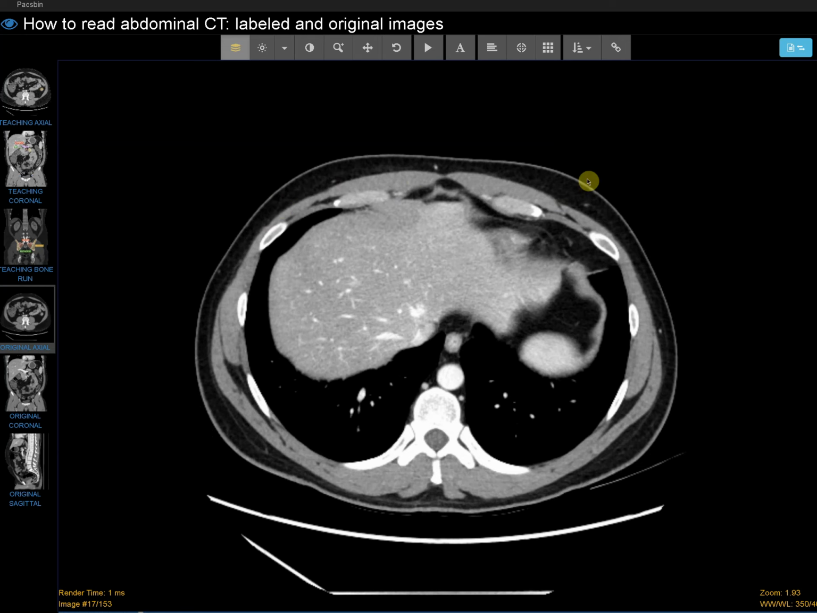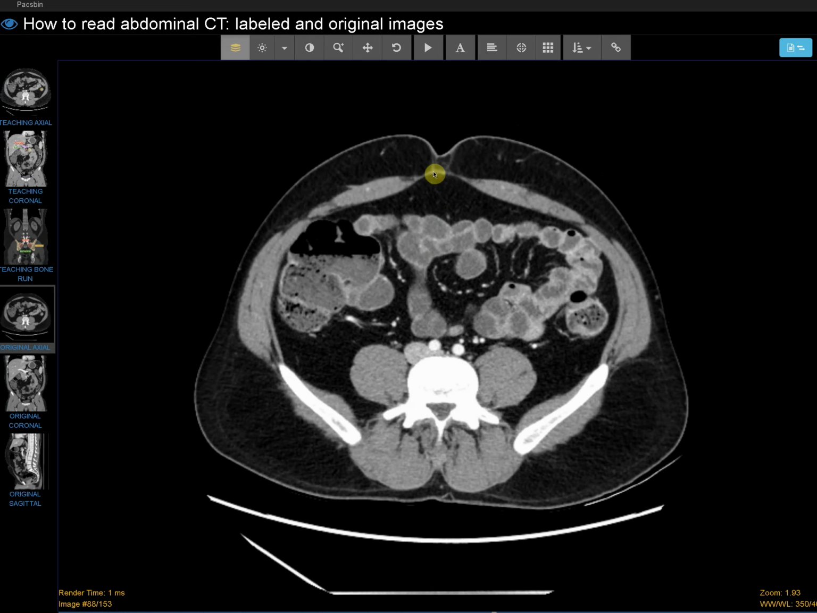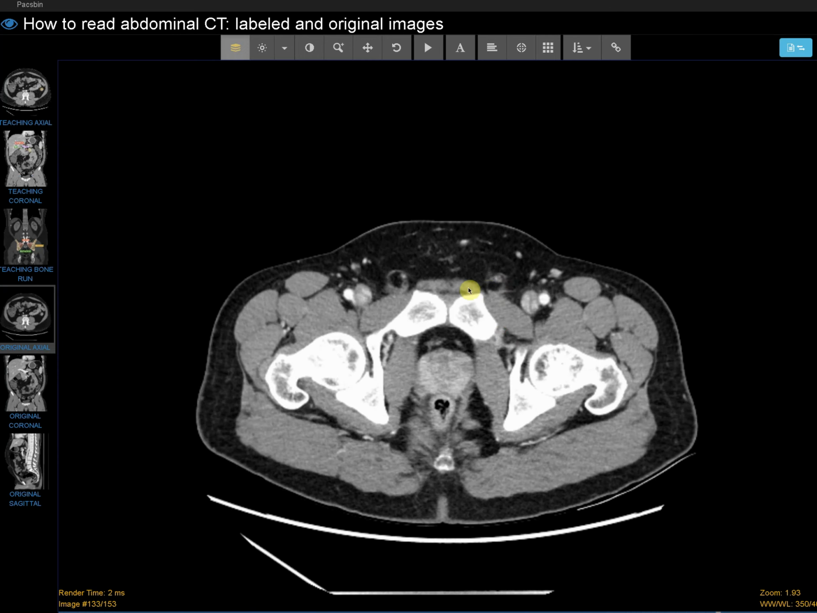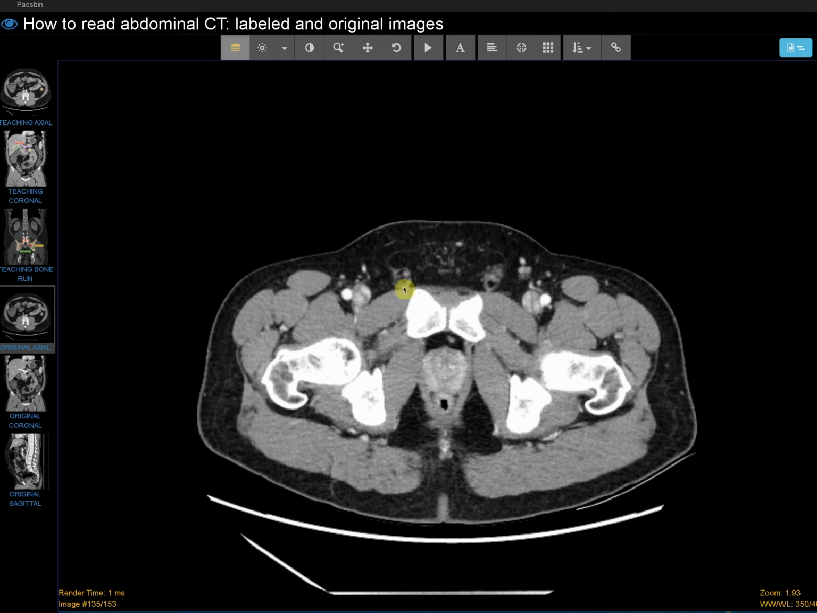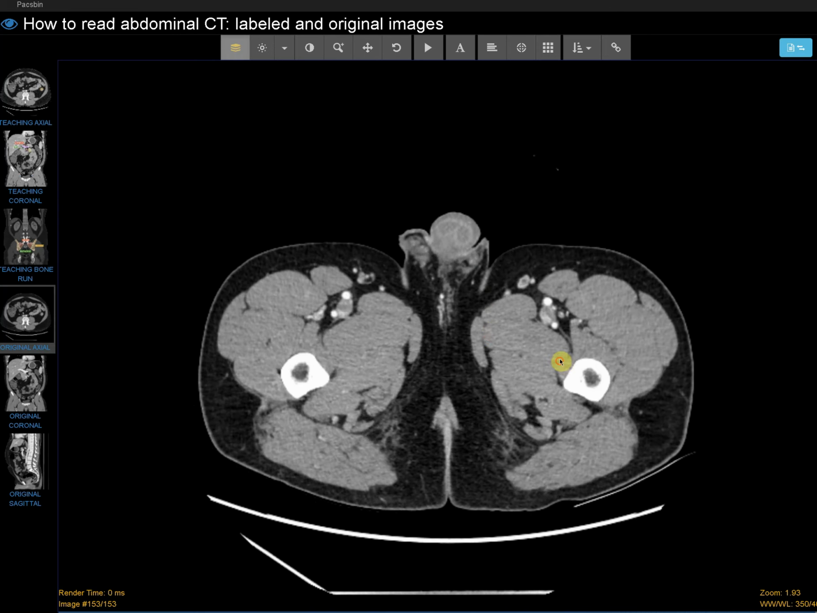And then I'll look at the anterior abdominal wall, and go down. This person has a little fat-containing umbilical hernia. Go down, these are the contents within the inguinal canal. If there were to be a large amount of fat or bowel loop, then that would be an inguinal hernia.